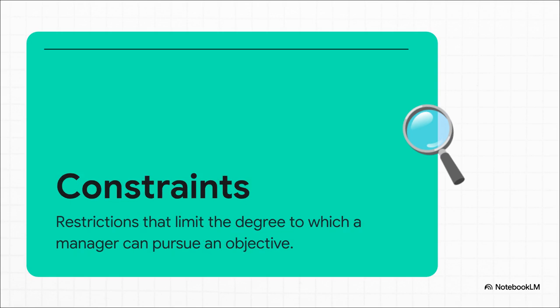And what actually creates those rules in the first place? Well, those are your constraints. These are the restrictions that limit just how far a manager can push toward their goal. Whether we're talking about limited assembly hours, a shortage of raw materials, or even just tight warehouse space. These constraints form the very boundaries of our minefield. They're the intersecting lines that box in our feasible region.